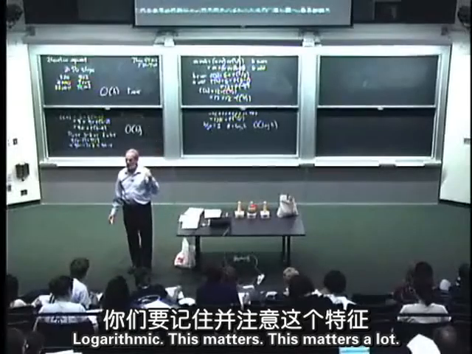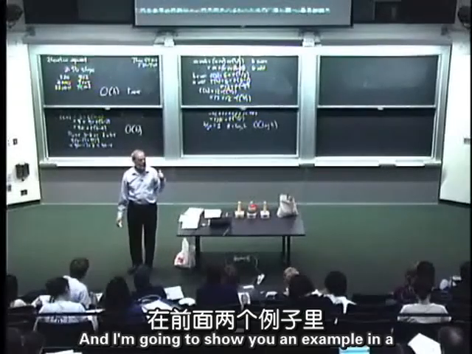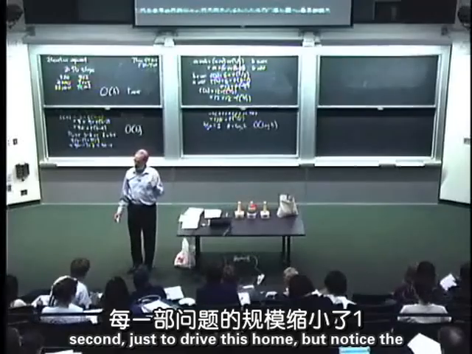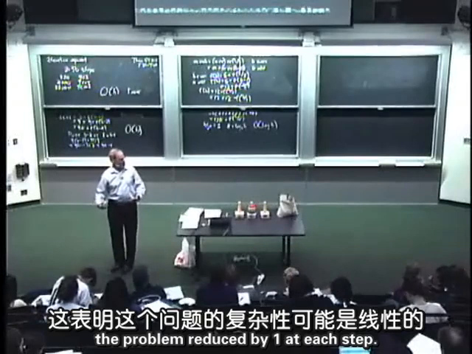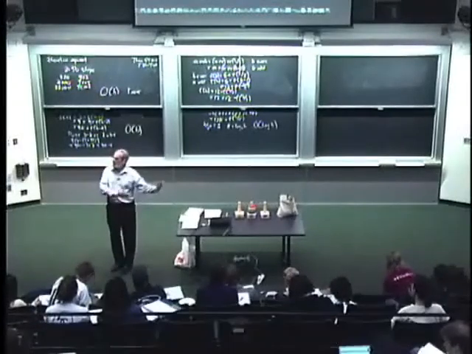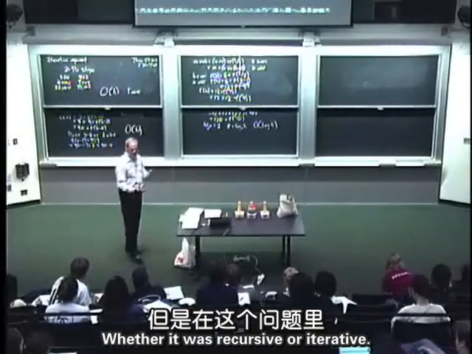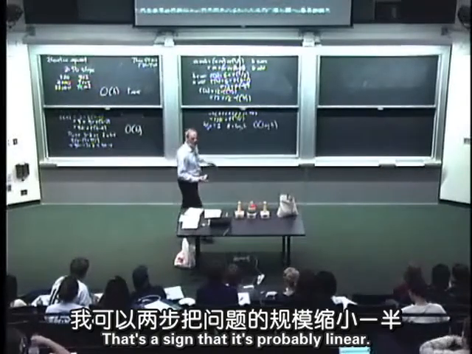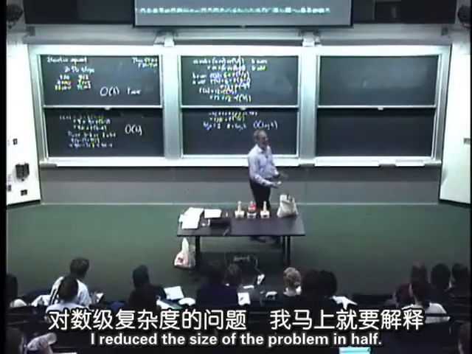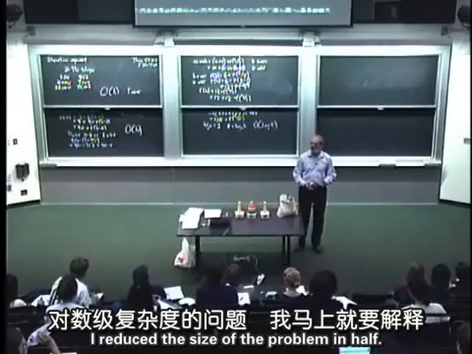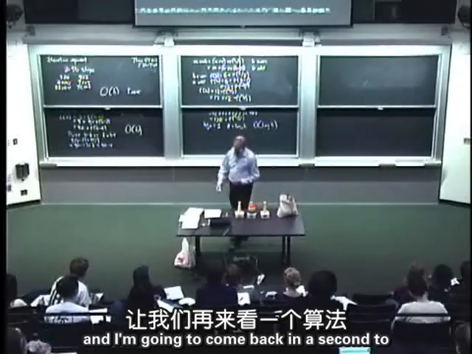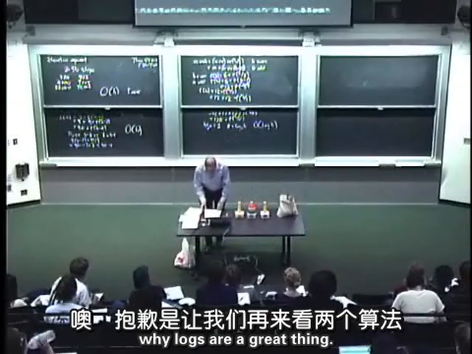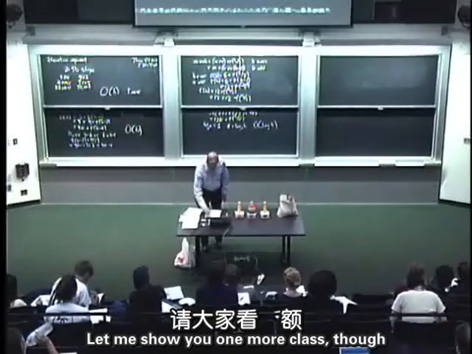This matters. This matters a lot. I'm going to show you an example in a second just to drive this home. But notice the characteristics. In the first 2 cases, the problem reduced by 1 at each step, whether it was recursive or iterative. That's a sign that it's probably linear. This case, I reduced the size of the problem in half. It's a good sign that this is logarithmic, and I'm going to come back in a second to why logs are a great thing.